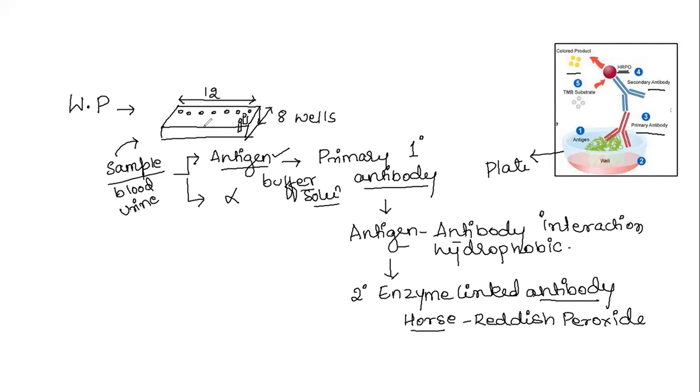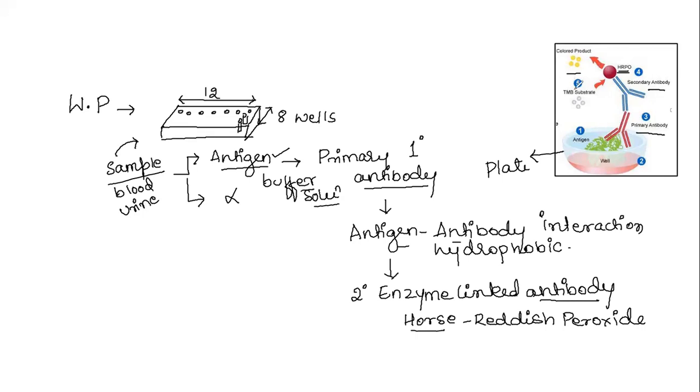Suppose the sample which I have put in green color, for example. After adding the enzyme, if the color changes to blue, that means there has been antigen-antibody interaction. That means the specific antibody which I have added has interacted with the specific antigen. And this is indicated by the color change after adding the secondary antibody.